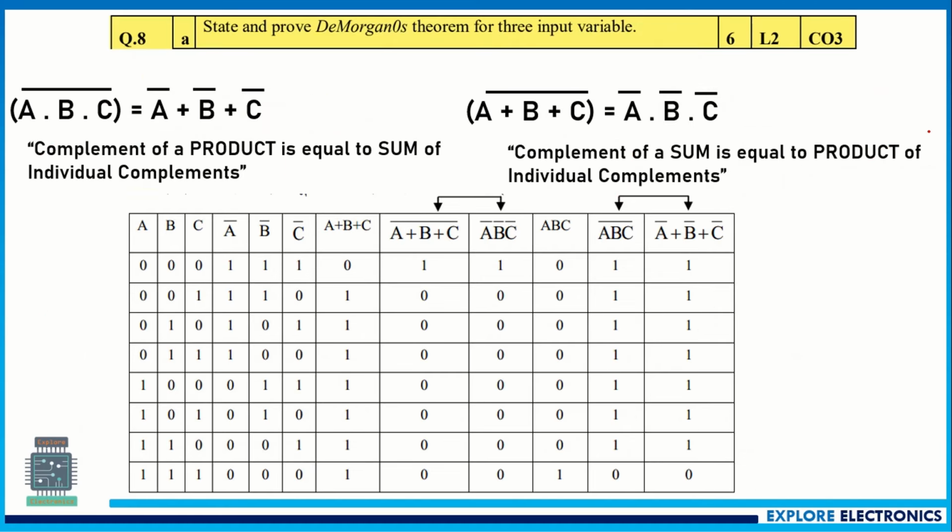State and prove De Morgan's theorem for 3 input variables. 3 input variables means we need to take A, B, C into consideration. If they have asked only 2 input variables, show that (A into B) whole bar will be equal to A bar plus B bar, like that.